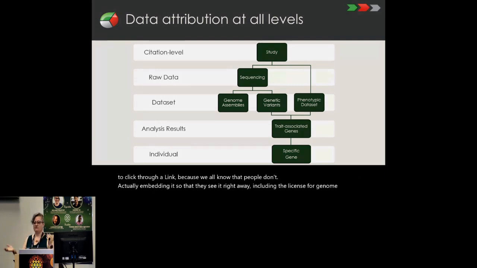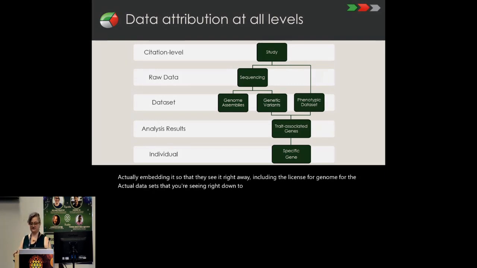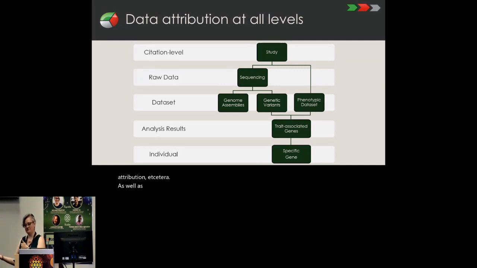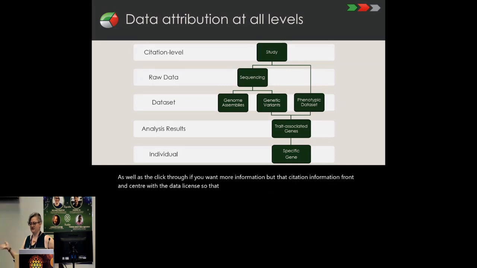for the actual data sets that you're seeing, right down to the analysis results, and right down even to like a specific gene. So say you end up on that gene page for a completely different reason, and you're like, oh, this is associated with trait XYZ. And right beside that, you're going to see all of the citation information, the experiment that it was by, all of the attribution, etc., as well as the click through if you want more information. But that citation information front and center with the data license so that you understand at every step of the way what you're getting.